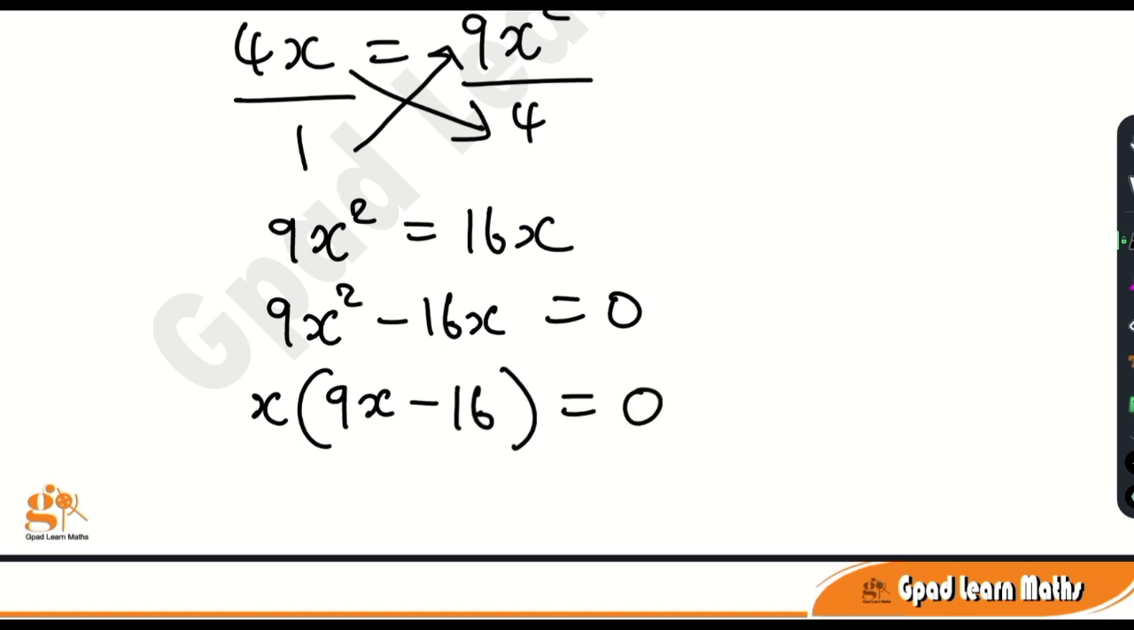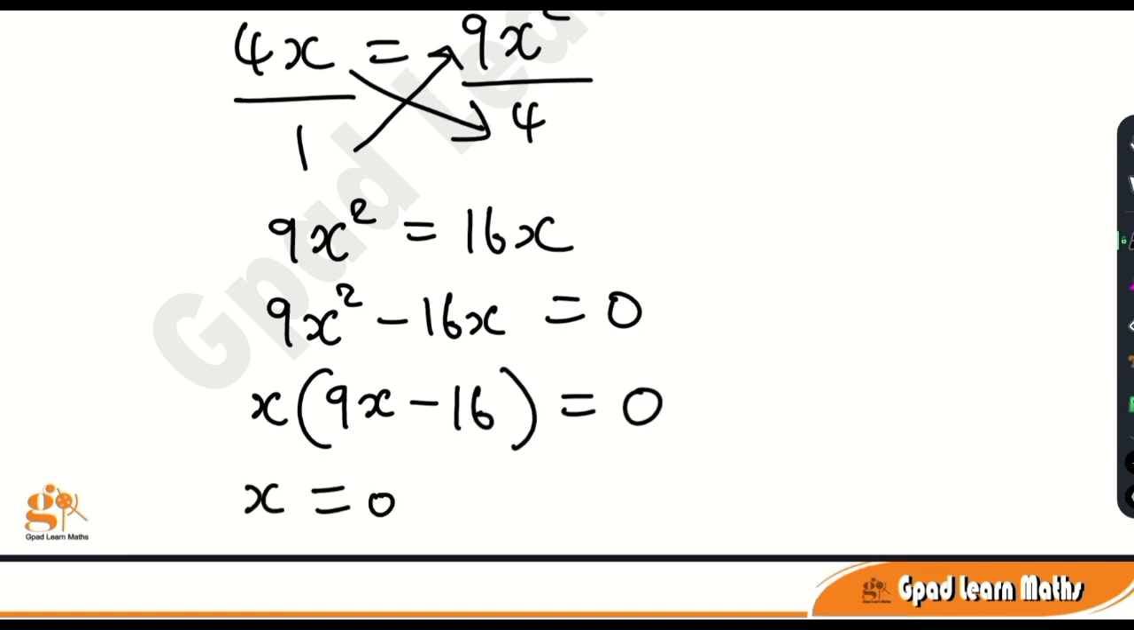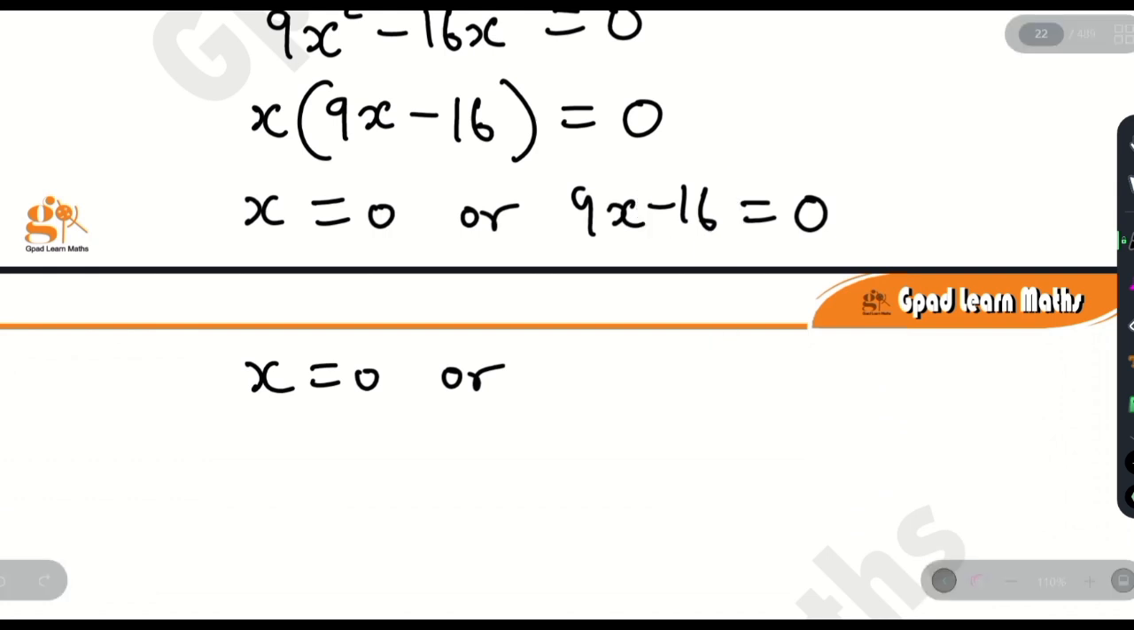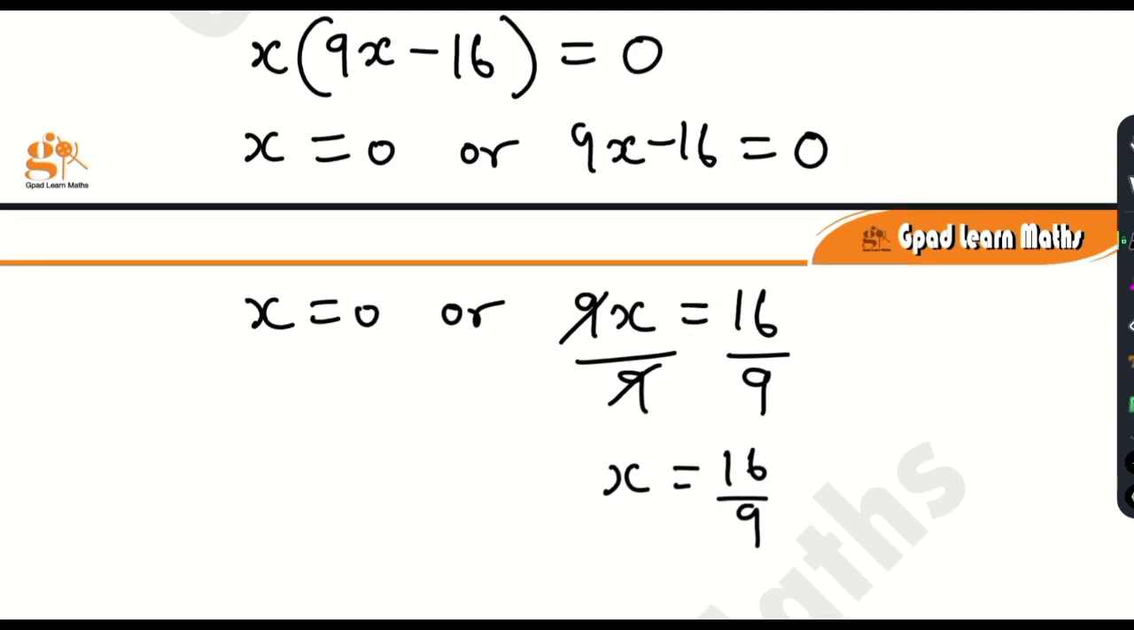So from zero product rule, if you have the product of two factors like this is equal to 0, it means that either a is equal to 0 or b is equal to 0, or both of them are equal to 0. So what this means is either x is equal to 0 or 9x minus 16 is equal to 0. So moving on, x is equal to 0, or let's transpose negative 16 to the right hand side. You're going to have 16, and when you divide both sides by 9, because you need to get the value of x, x will be equal to 16 over 9 on the right hand side.